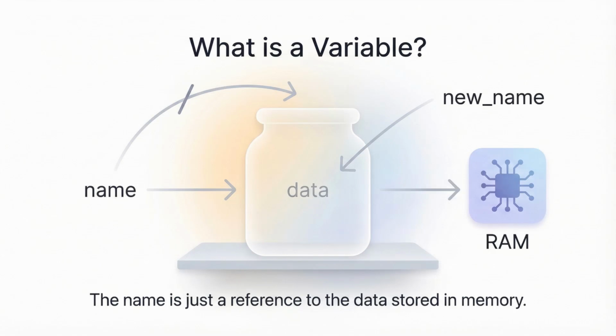Here's an important insight. The variable name is just a reference. It's like renaming a location on a map. The place doesn't move, you just gave it a new label so you can find it easily. When you use a variable name in your code, JavaScript looks up that name and retrieves whatever data is stored at that memory location.